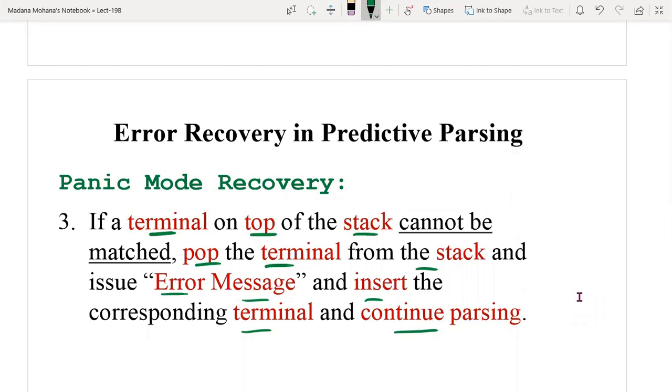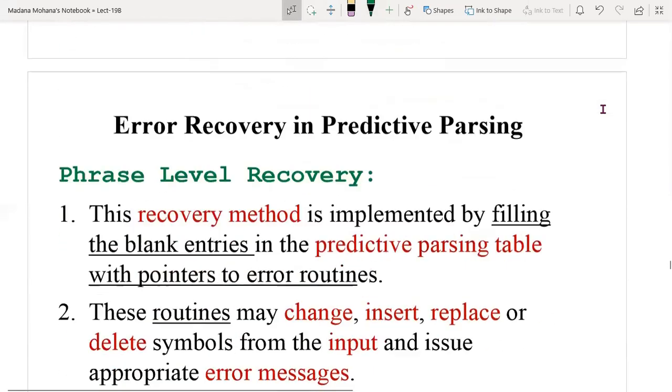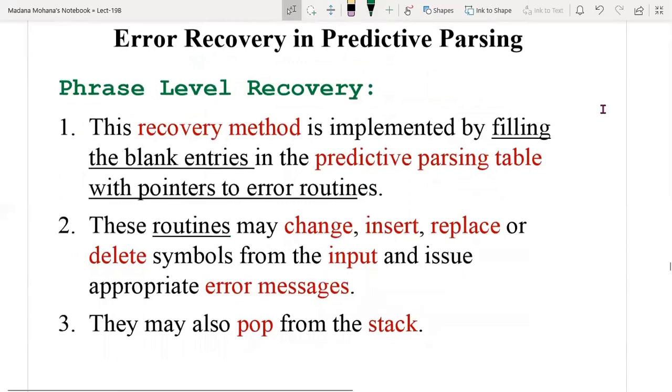So further continuous parsing. These are all the three methodologies used in panic mode recovery for error recovery in predictive parsing. Then coming to the second one, phrase level recovery.